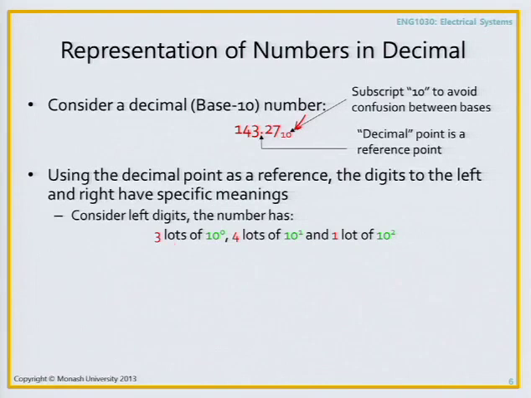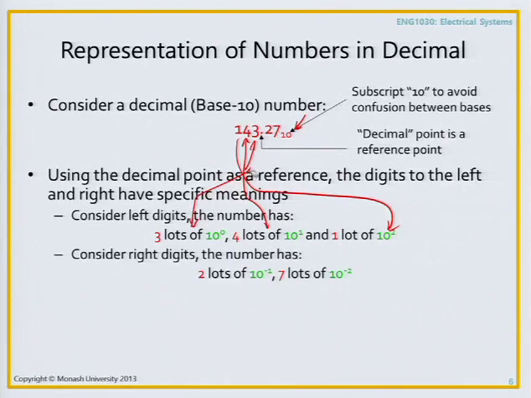That means that there are 3 lots of 10 to the 0. What is 10 to the 0? 1. So there are 3 lots of 1. There are 4 lots of 10 to the 1. And there is 1 lot of 10 squared. Does that make sense? So you add those 3 together and you will get 143.